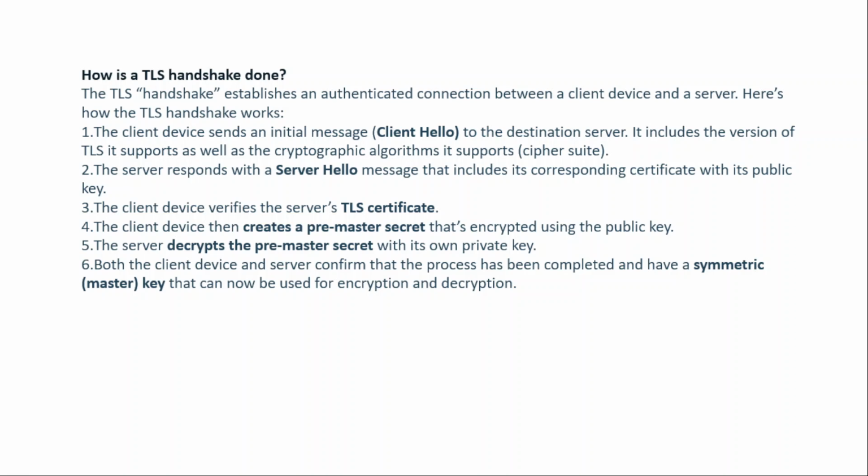The server responds with the server hello message that includes its certificate, which has its public key. The client device verifies this TLS certificate, and then creates a pre-master secret key that is encrypted using the public key. Now the server decrypts the pre-master secret key with its own private key, and the handshake process between the client and server is completed. Now they can use a symmetric key going forward for encryption and decryption of whatever communication happens afterwards.